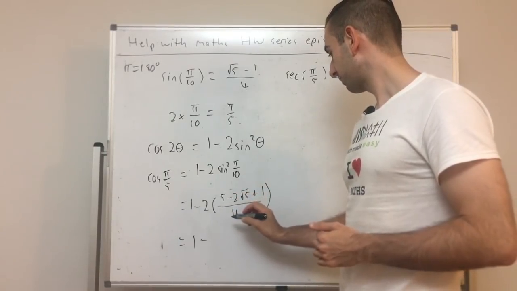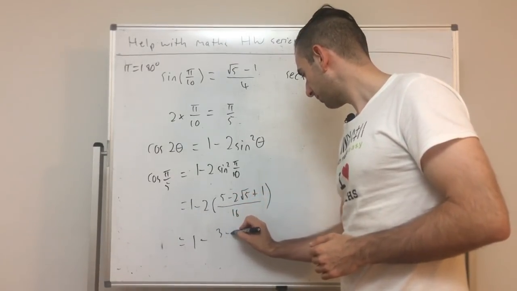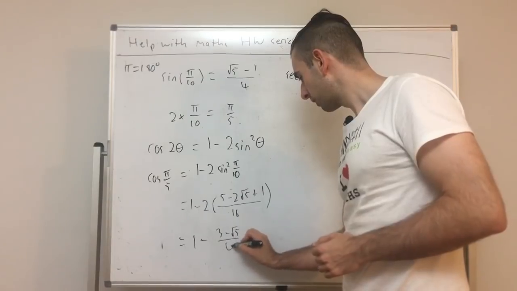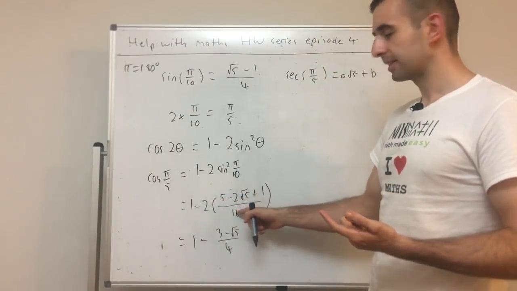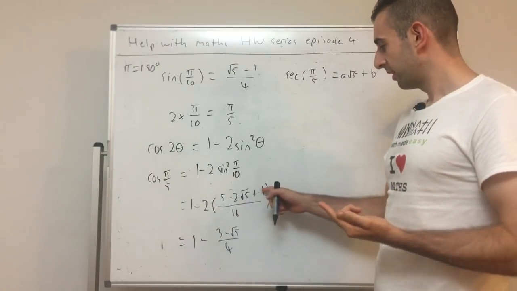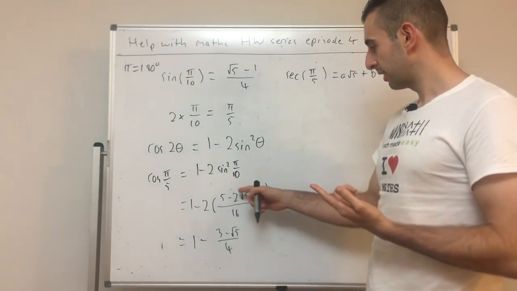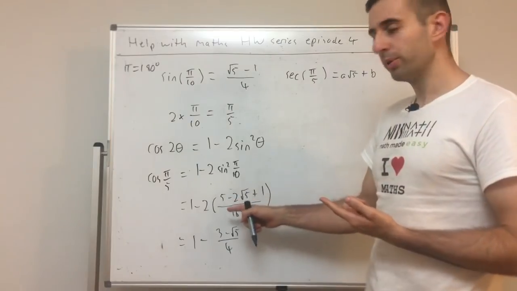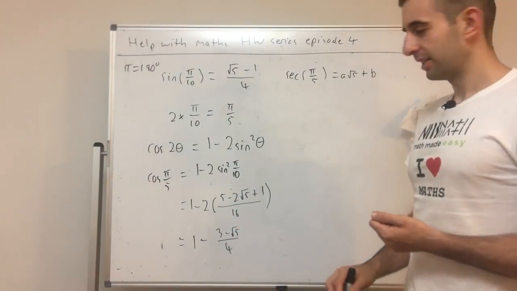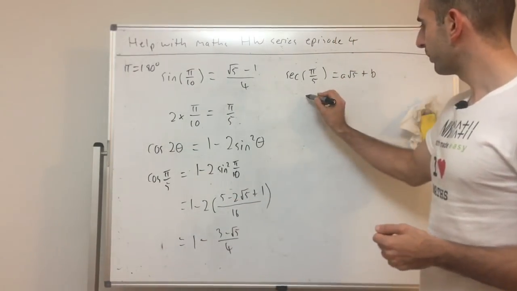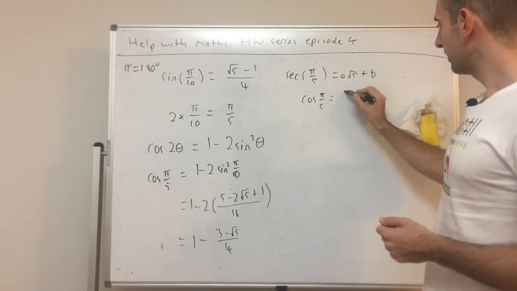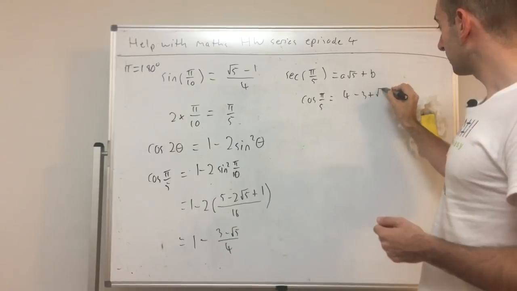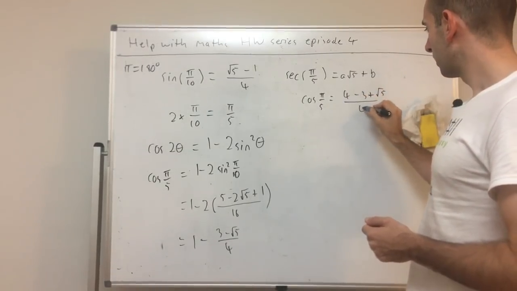6, 2, 8, alright. 3 minus root 5 on 4. What do I do here? I cancel this 2 with the 16, that takes it down to 8. I added the 1, that's 6. And then there's a factor of 2 that cancels at the bottom. So now let's just put all that as one fraction. So then that's 4 minus 3 plus root 5 over 4.